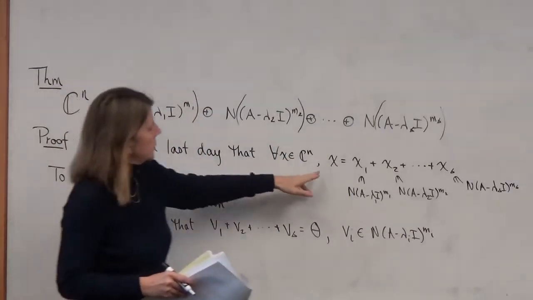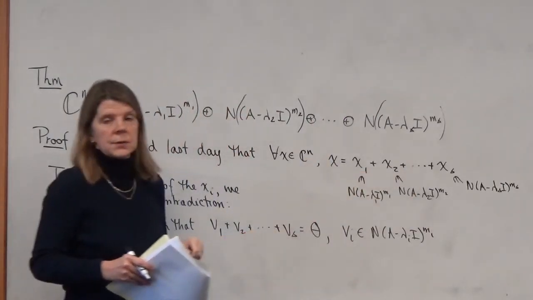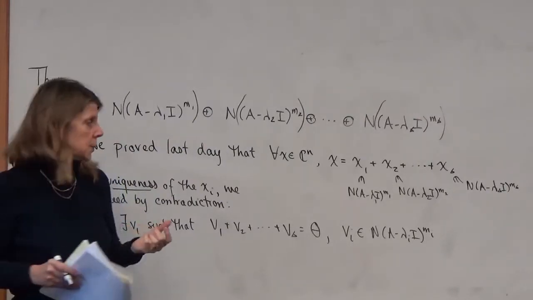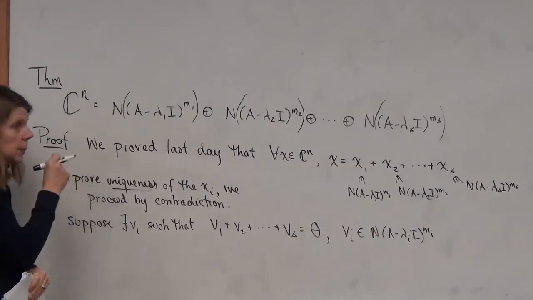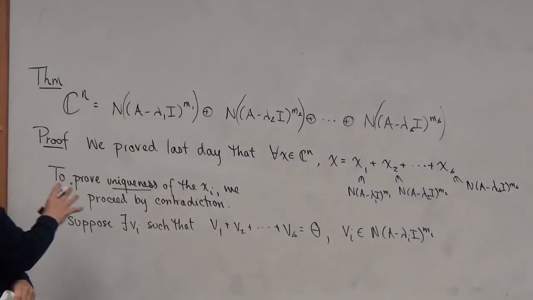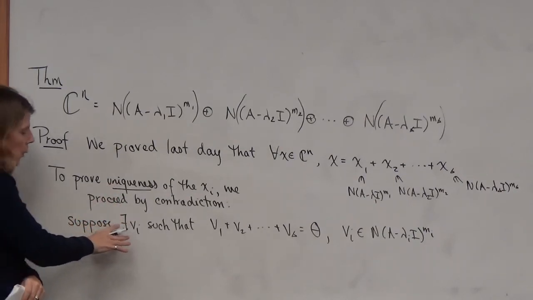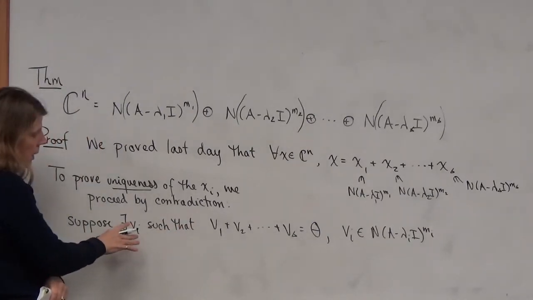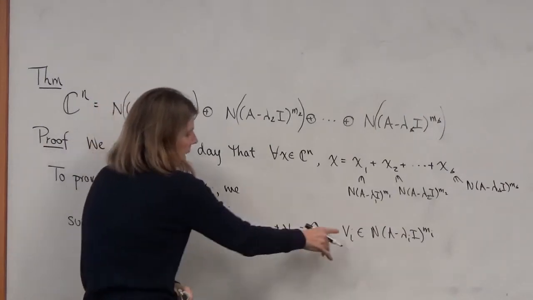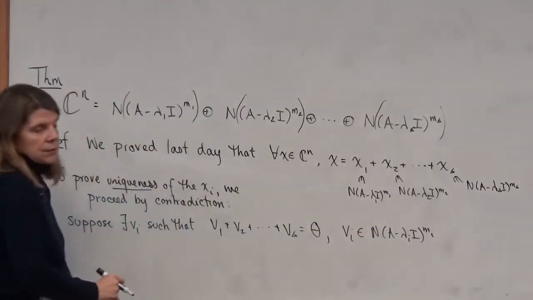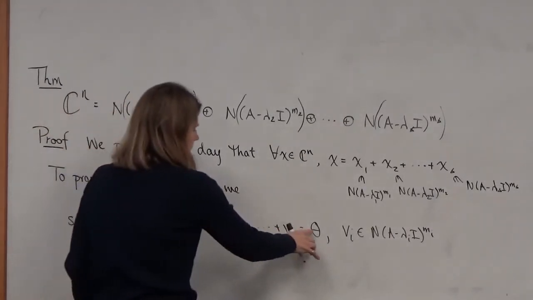Right? That's the definition of direct sum. And so we proved last day that any vector x in Cn can be written as the sum of those components in the individual null spaces. And we were just starting to prove uniqueness of that decomposition. So let's just complete that now. We're going to do that by contradiction. To establish the contradiction, we're going to suppose that there exists a second set of vectors, v1, v2 up to v sigma, such that vi is in the corresponding null space of A minus lambda I to the mi, and that they sum up to 0.